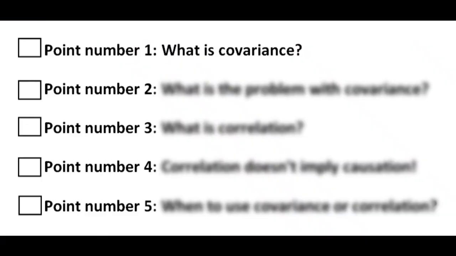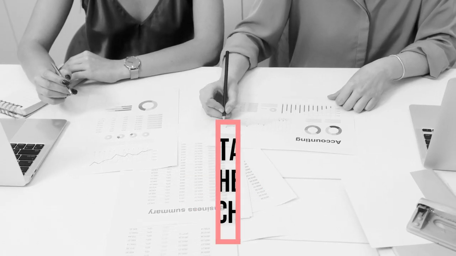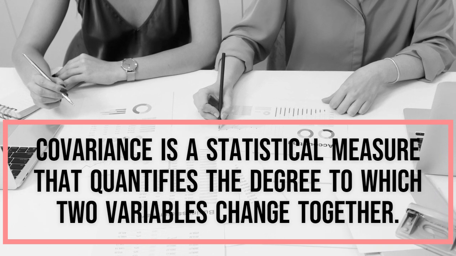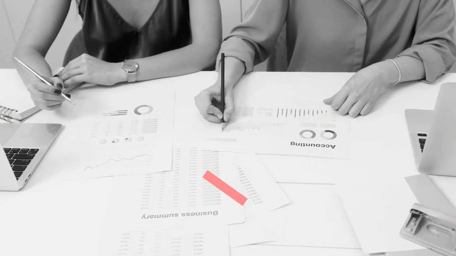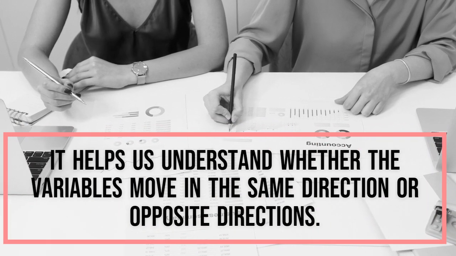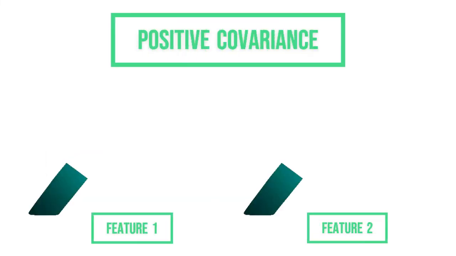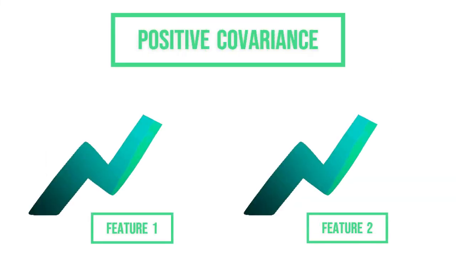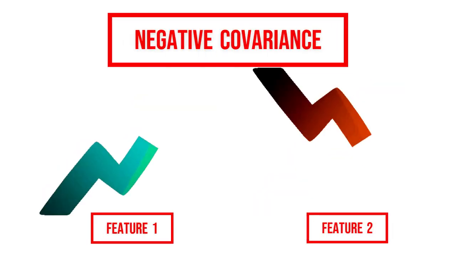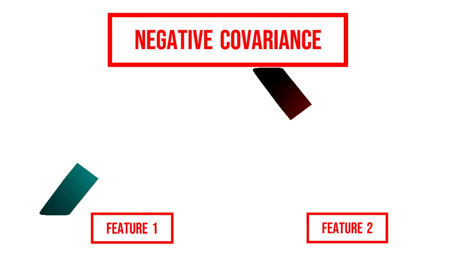1. What is covariance? Covariance is a statistical measure that quantifies the degree to which two variables change together. In other words, it helps us understand whether the variables move in the same direction or opposite directions. A positive covariance means that as one variable increases, the other tends to increase as well. On the other hand, a negative covariance indicates that when one variable increases, the other tends to decrease.